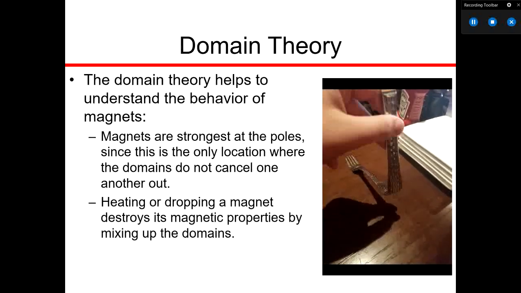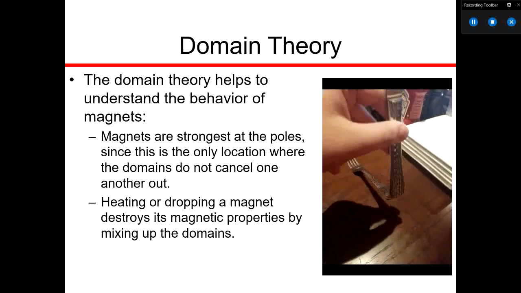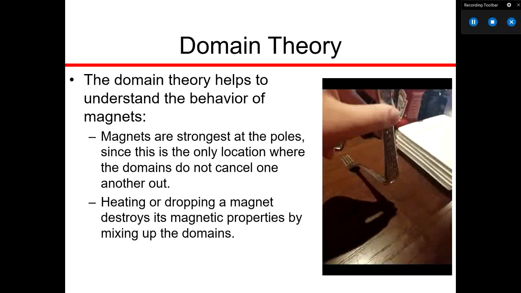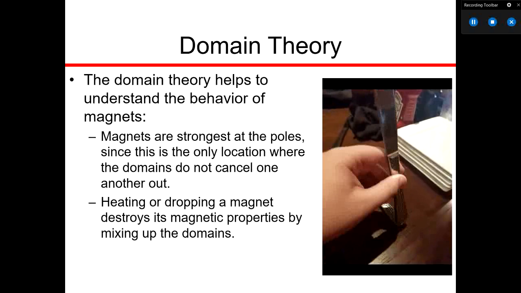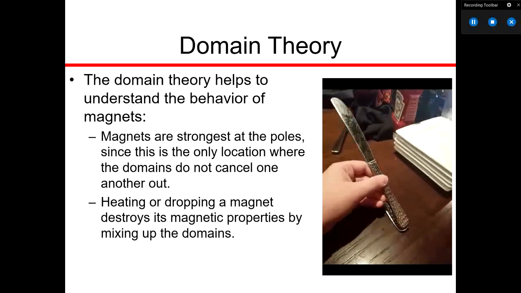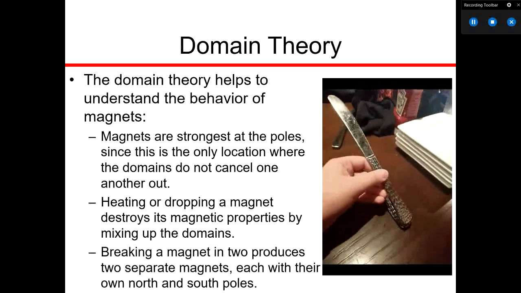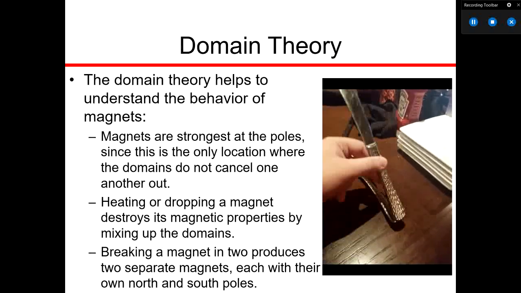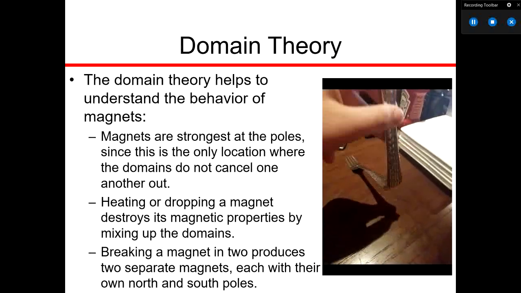If you were to take that magnetized knife and drop it or heat it up, it would scatter and mix all the domains again, so it becomes non-magnetic. This is why, if you're ever using a compass in the field, it's very important not to drop or rattle your compass, because it will demagnetize it. And breaking a magnet in two, so if we were to crack that knife in half, it would actually still be magnetic. Each half would then be magnetic with its own north and south poles.